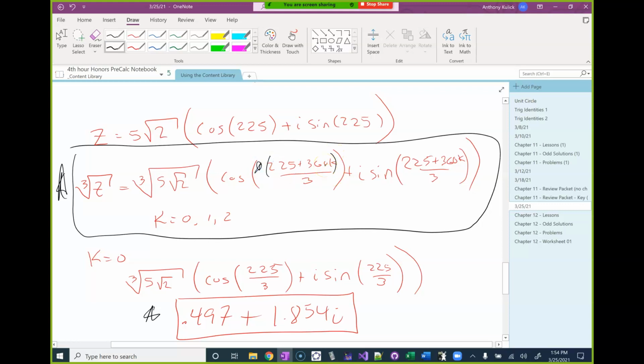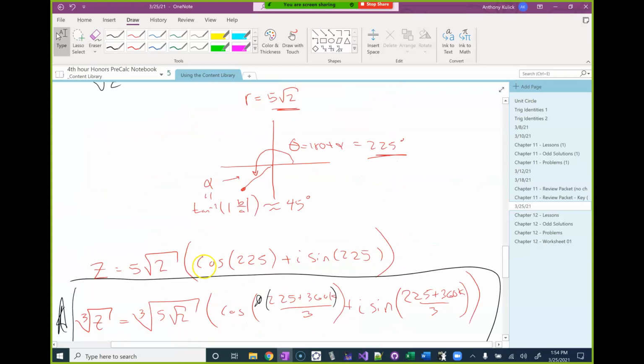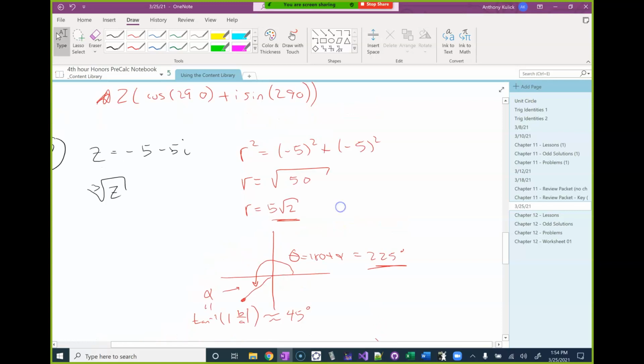How did you get the r value for that exactly? It's the cube root of r. Okay, that's it. Yeah, my dude. So the r we found was the square root of 50, or 5 square root 2.